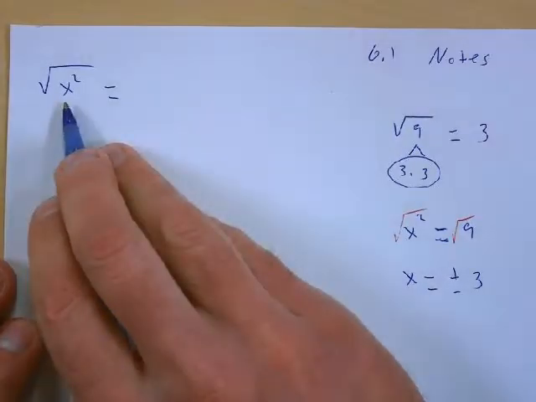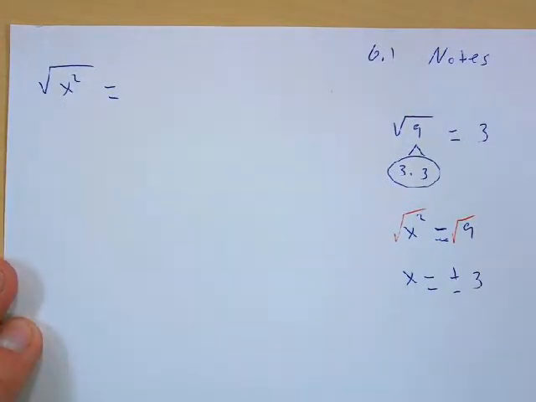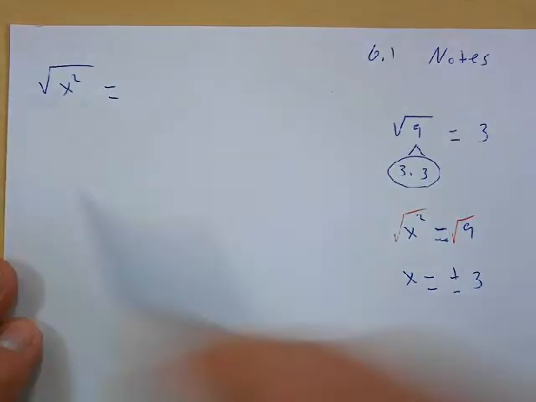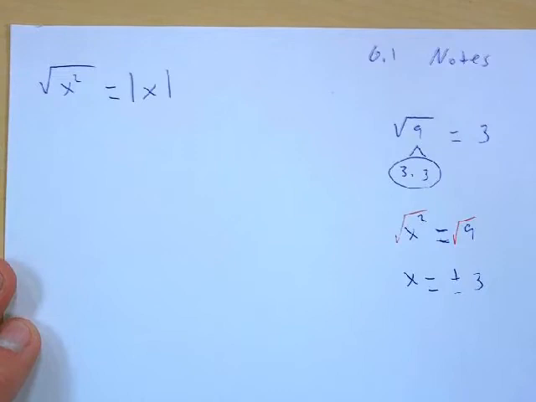Because I can think of this as x times x. So then, x times itself multiplies to give us x squared. So is the answer just x? Well, no, it's actually the absolute value of x if we want to get technical.